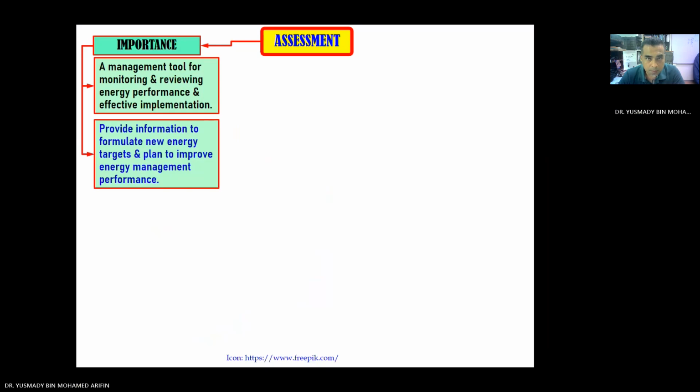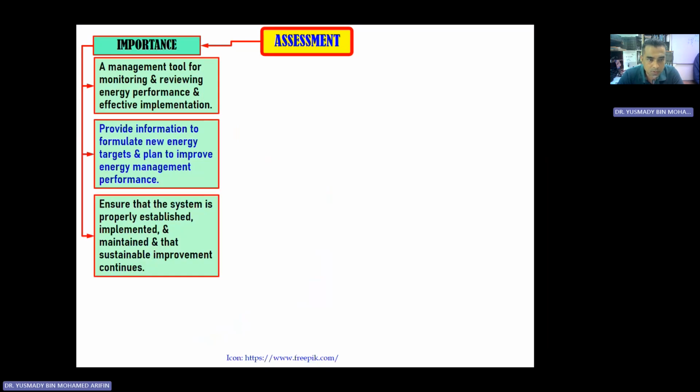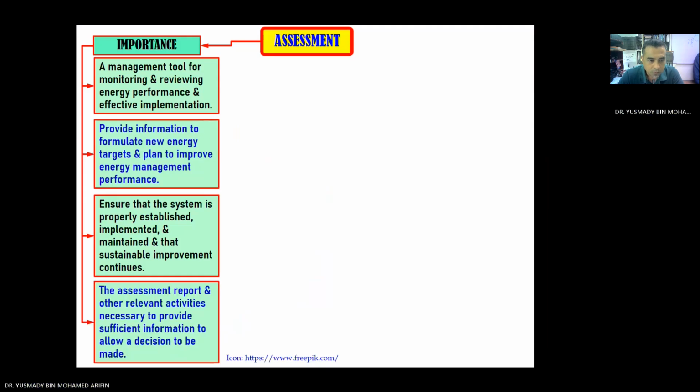So this process will provide information to formulate new energy targets and plans to improve energy management performance, to ensure that the system is properly established, implemented, and maintained, and that sustainable improvement continues. And the last, the assessment process, the assessment report, and other relevant activities are necessary to provide sufficient information to allow a decision to be made by the organization.